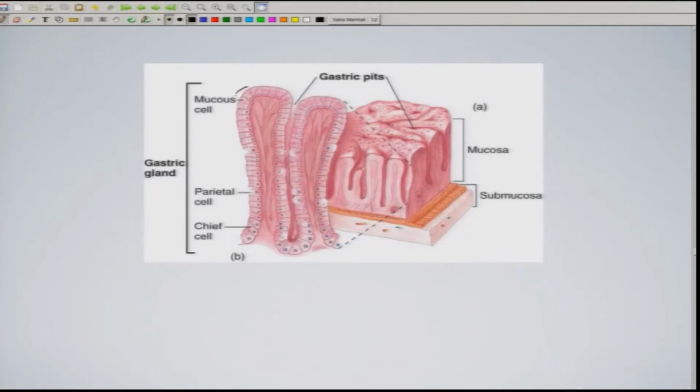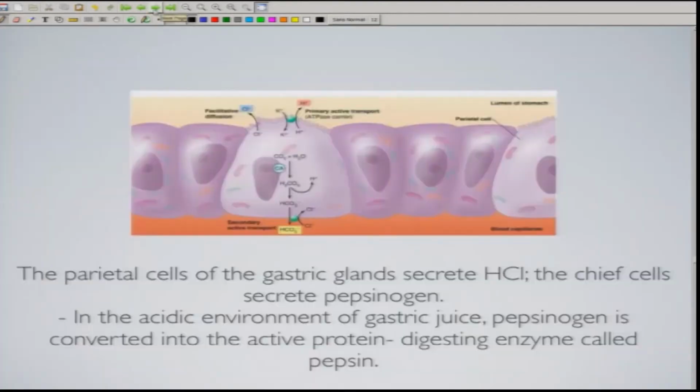So this is the mucus layer we are talking about. This is the parietal cell, this is the chief cell in the gastric pit, and this is the pit. This whole zone is where the pit is, and most of the reaction takes place here. You can see the cross section of the pit like this in a three-dimensional cross section. The parietal cells of the gastric gland secrete HCl. The chief cells secrete pepsinogen. In the acidic environment of gastric juice, pepsinogen is converted into the active protein-digesting enzyme called pepsin.